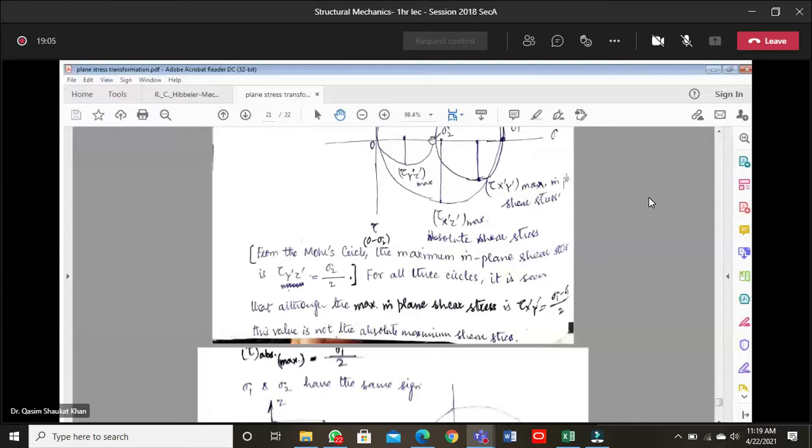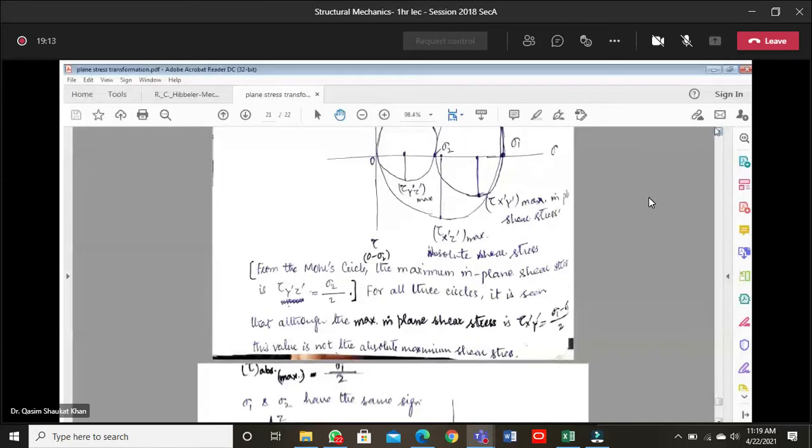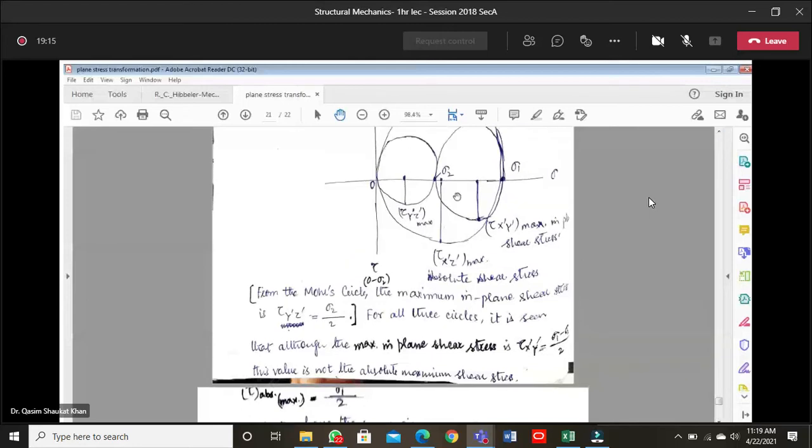So maximum in-plane stress that we saw, x dash y dash, that will be sigma 1 minus sigma 2. This will give the diameter, and half will be the radius. Sigma 1 minus sigma 2 over 2. And absolute maximum shear stress is this one. And this is sigma 1 minus 0 over 2. Okay, sigma 1 over 2. The same we can see from the book as well.